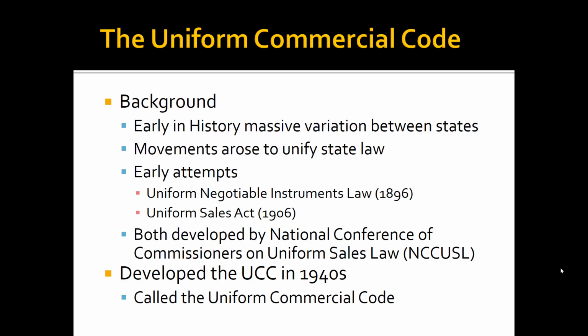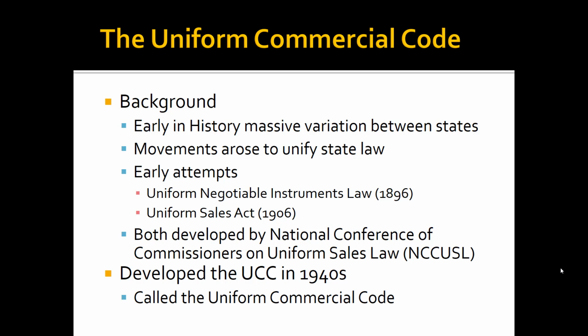Now, there were some early attempts at this in 1896, and most of these are, by the way, sponsored, created, pushed by lawyers' associations, American bar associations, different commissions. But we have in 1896 the Uniform Negotiable Instruments Act, or law. By 1906, we have the Uniform Sales Act. Now, both of these were developed by the National Conference of Commissioners on Uniform State Laws.